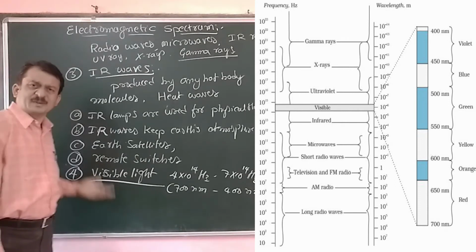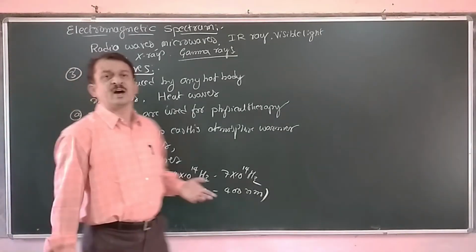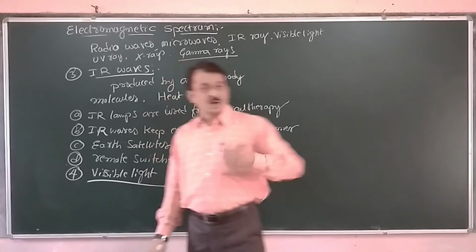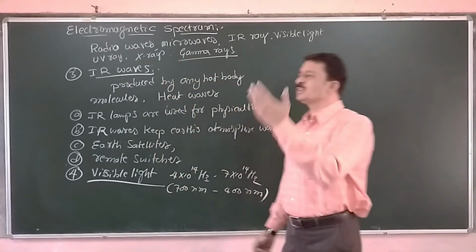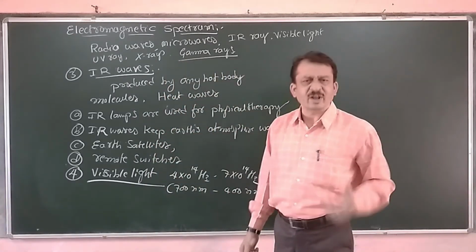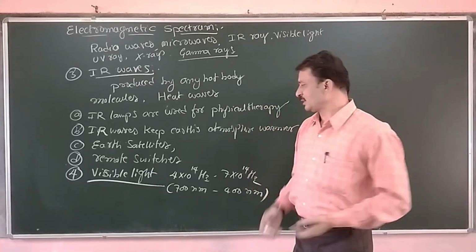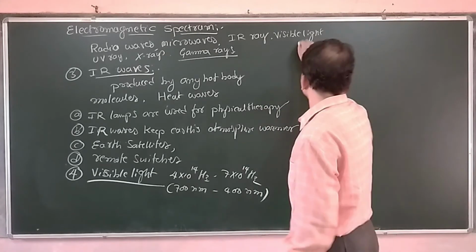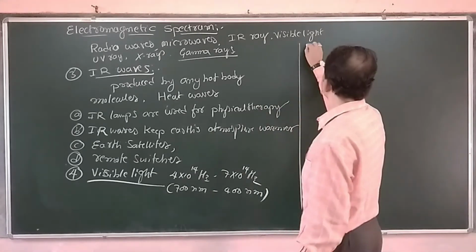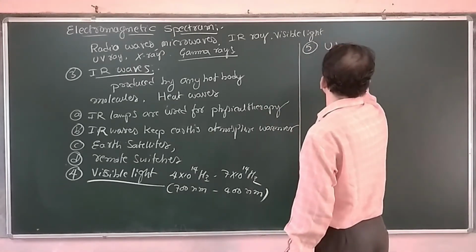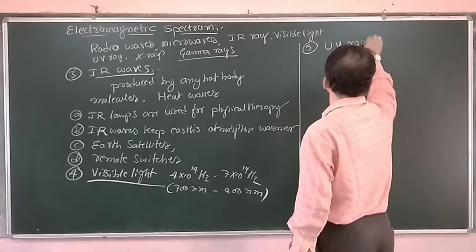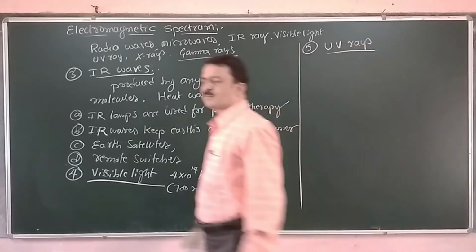Now because of this visible light, we are able to see the whole world. We are able to see the objects because each and every object is going to reflect the visible light. That is the fourth one. Next we have the fifth one, that is ultraviolet rays or radiation.